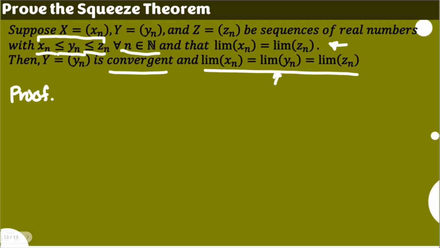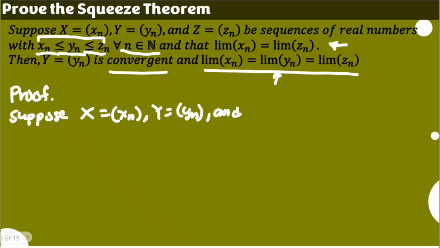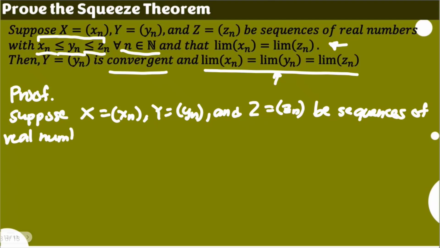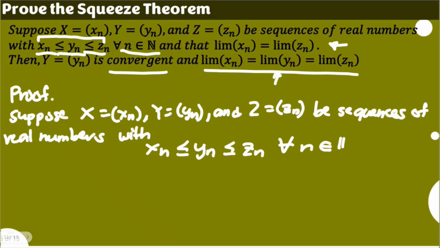Okay, so we are going to start by letting, or suppose, of course, assume the assumption. Suppose x is equal to the x sub n sequence, y is equal to the y sub n sequence, and z be equal to the z sub n sequence be sequences of real numbers. So we'll have this assumption here, very important, with this inequality: y sub n is greater than or equal to x sub n but less than or equal to z sub n for all natural numbers n.